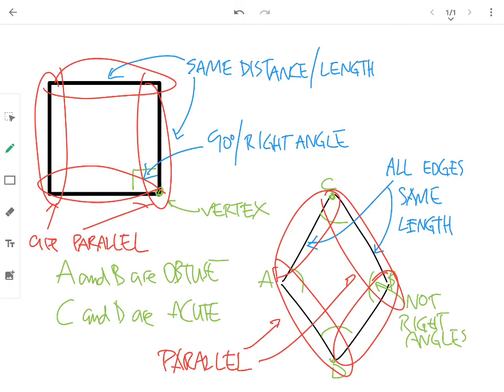All right. So look through this a couple of times. We'll talk about other shapes later on. And feel free to pause it. And if you've got any questions, let me know.